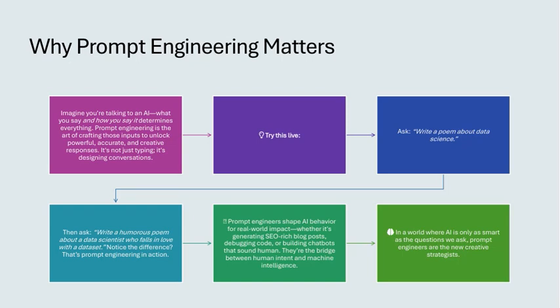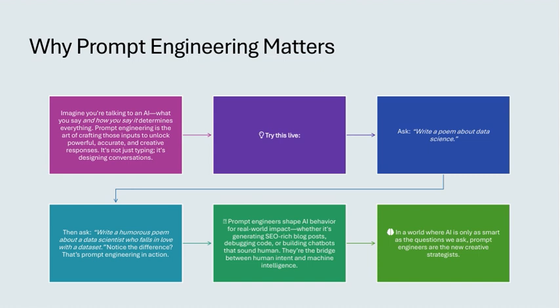Let's talk about why prompt engineering really matters. When working with AI, the way we phrase our prompts can make a huge difference in the quality of the responses we get. It's not just about asking questions, it's about asking the right questions in the right way. Effective prompt engineering helps us unlock the full potential of these models, making them more accurate, relevant, and useful. It's like giving clear instructions so the AI can understand exactly what we need.